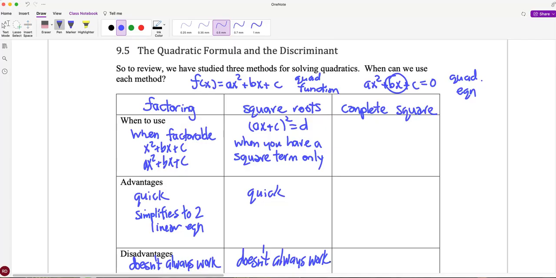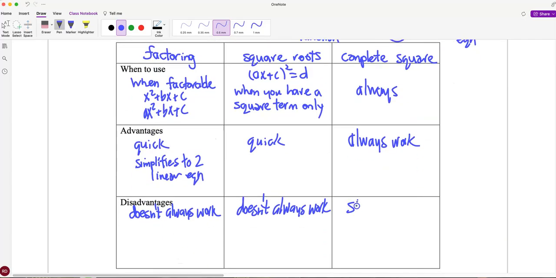Now complete the square we did the last time we were together. One of the advantages, when can I use this? You can always do this. So one of the advantages is that it always works. One of the disadvantages, compared to the other two, this can be slower. It can have more algebraic steps. And in these things, you can have lots of fractions. So again, when you're on a test and you're trying to solve, you're trying to use the quickest, easiest method. So complete the square will never be the quickest, easiest, but it always works.